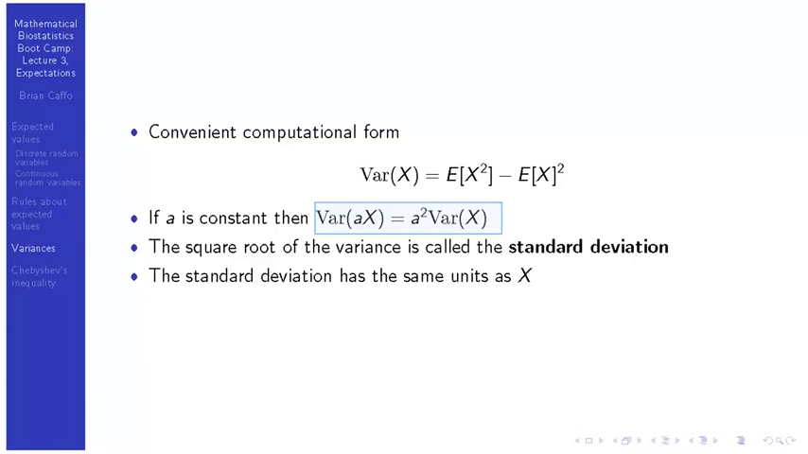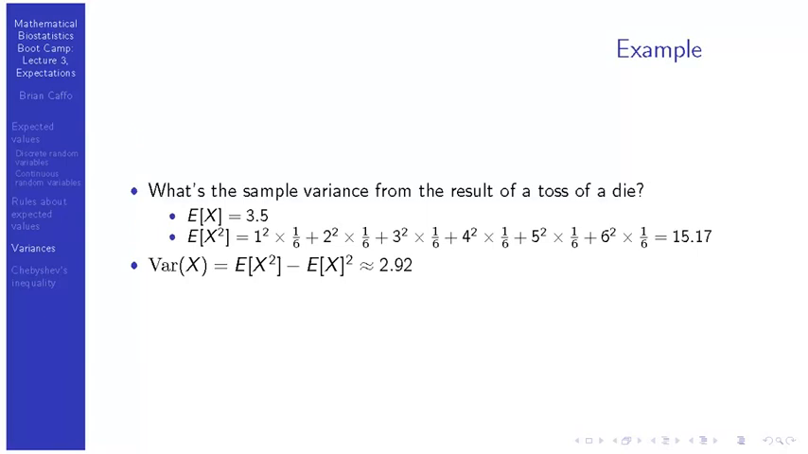The square root of the variance is called the standard deviation. And the reason we often use standard deviation instead of the variance is that the standard deviation has the same units as the random variable. So let's say x as a random variable has units in inches. The variance has units inches squared, whereas the standard deviation has units inches. So it's often quite convenient to talk about the spread in the same units as the random variable itself. So the standard deviation is a very common summary of the variance.